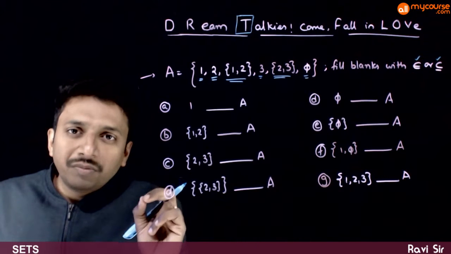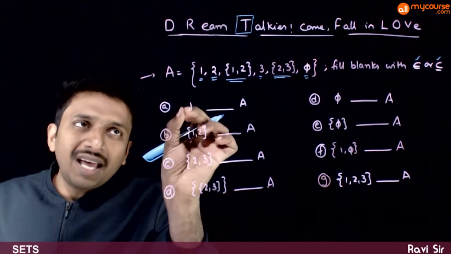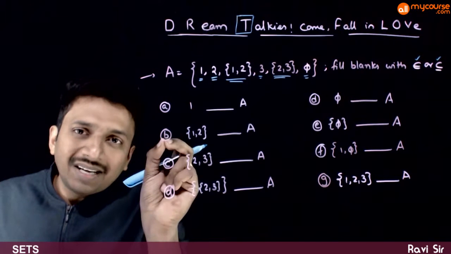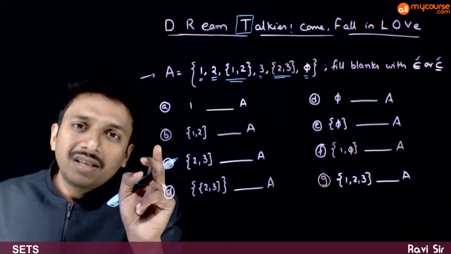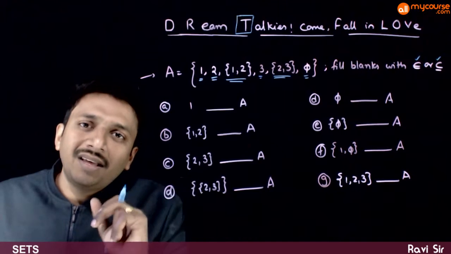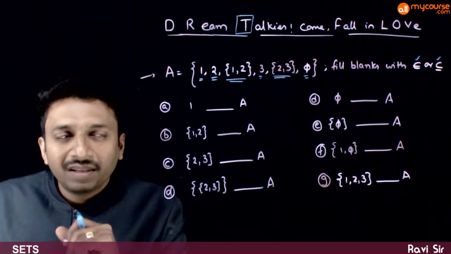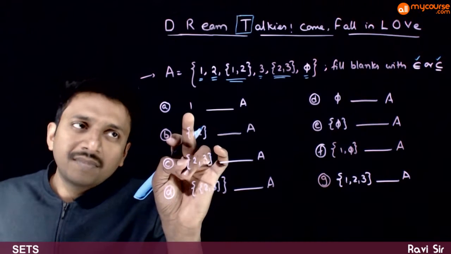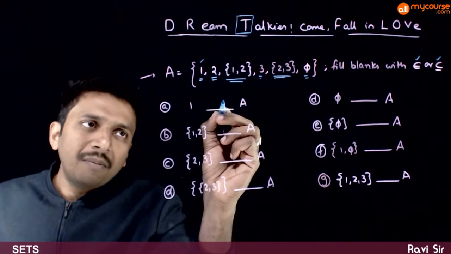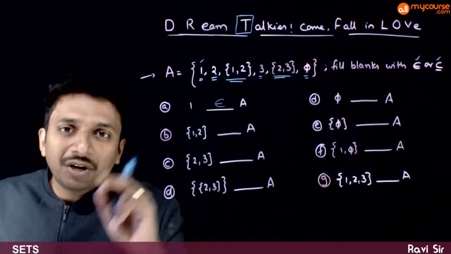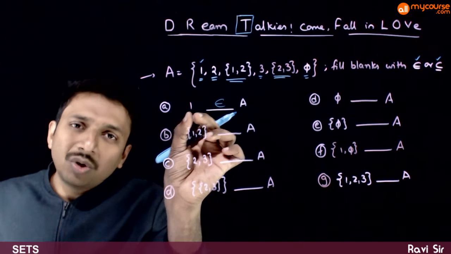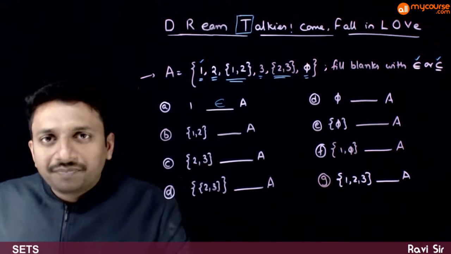When you use belongs to, you should have an element. So we know that every element of the set A belongs to A. And whenever you use subset, a set is a subset of A if the set contains elements that belong to A. So if each element of a set is also present in A, then that set will be a subset of A. So if you take the first blank, 1 is obviously an element of A, right? 1 is an element of A, so 1 belongs to A. 1 is not a subset of A because this is not a set. 1 is an element, so 1 is not a set, so there is no question of being a subset. So 1 belongs to A.